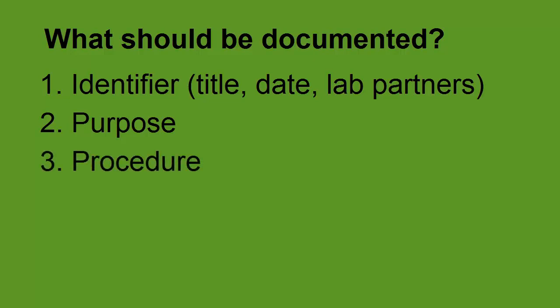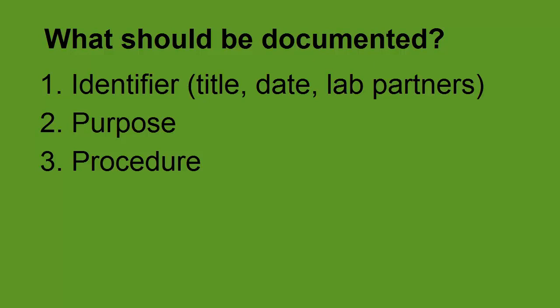Next, we want to look at making sure that we include procedural information for the experiment. Now, this can be either in narrative format or it can be in list format. It largely depends upon the policies of the company that you work for. But you want to make sure that the procedure is written in such a way that a person of your skill level will be able to repeat the experiment and get the same type of results.